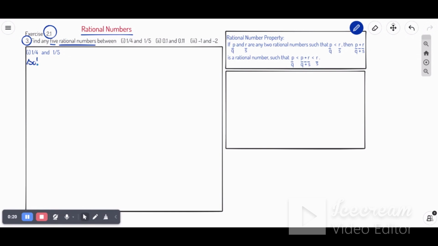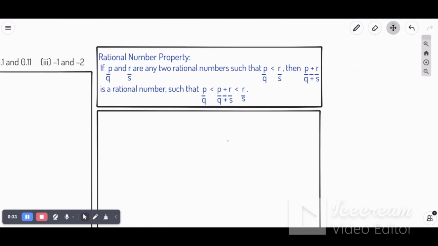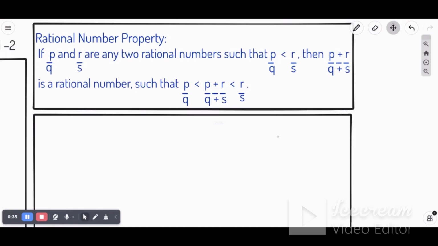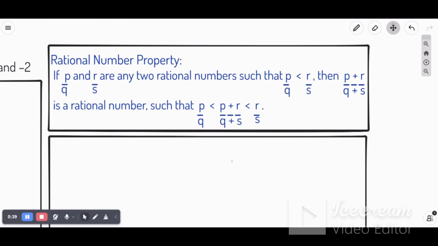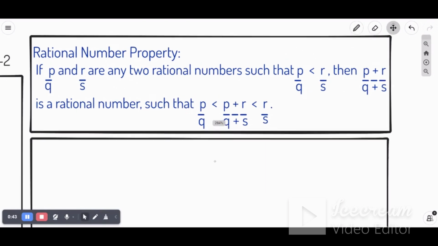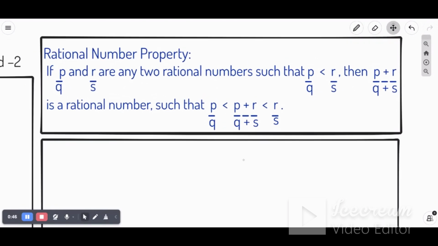The solution for this is 1 by 4 and 1 by 5. Between these, you have to find some rational numbers. So let's recap one small property which is given in the book. There are so many solutions to find the answer, so the answer you get might be different from another person's if they follow a different rule. So let us use this property of rational numbers to find the rational numbers between any two fractional rational numbers.